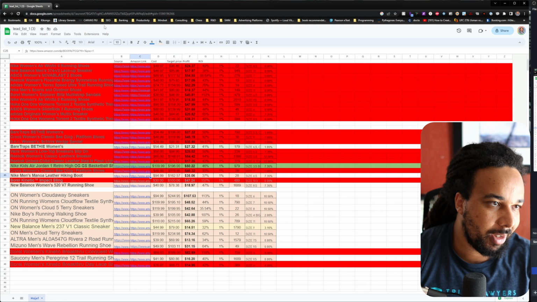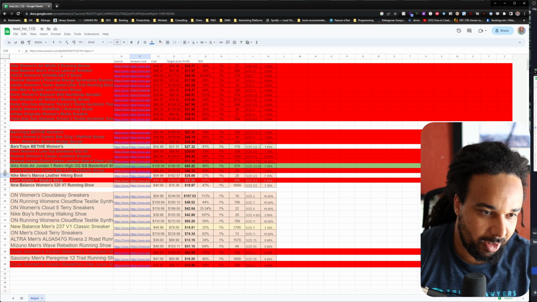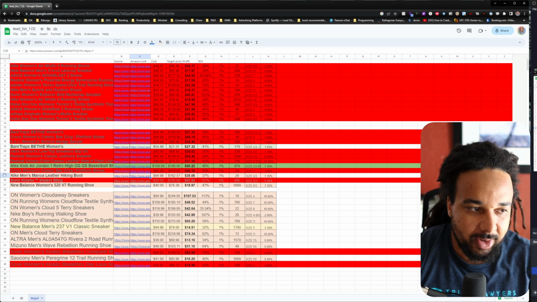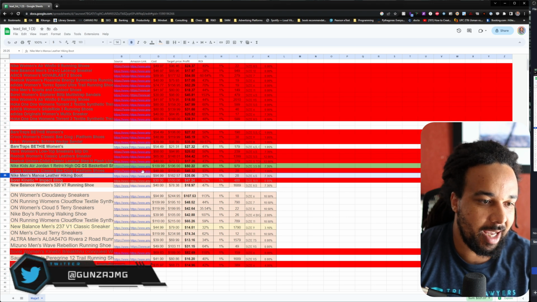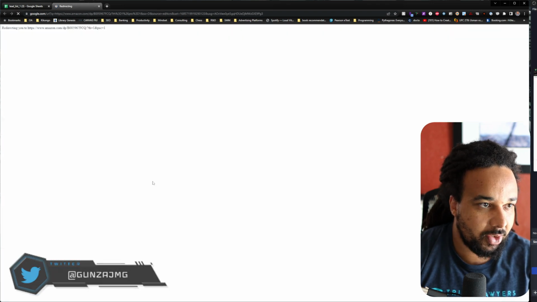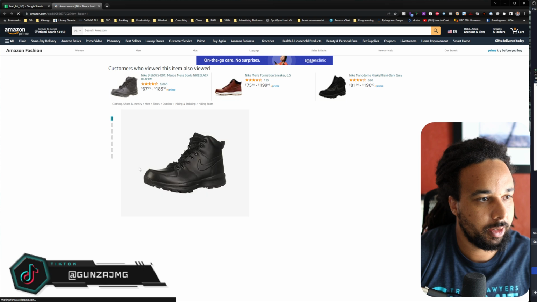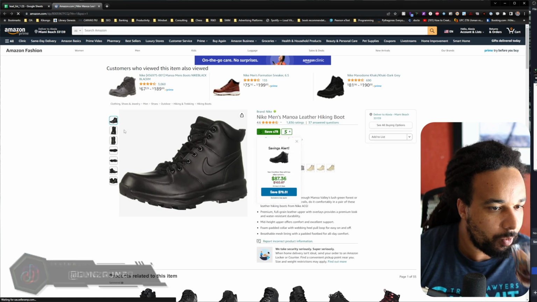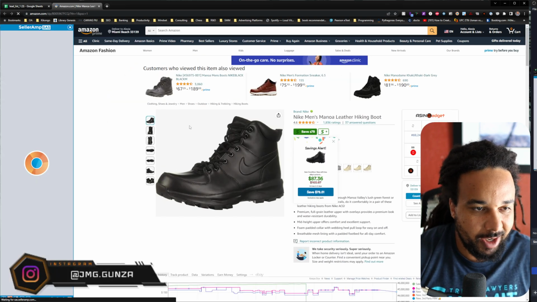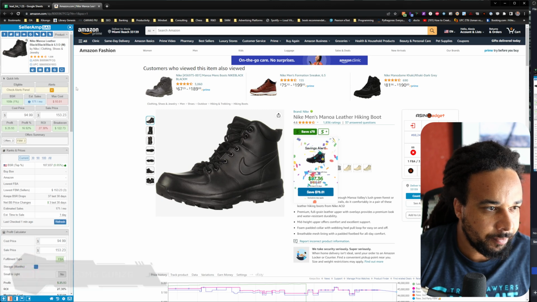So for that reason, I would skip it, because I'm pretty sure that this specific variation is not necessarily selling. 6.5 is a slower selling size. What was the rank? I'm sorry, let's look at this. Yeah, size 6.5 is not the size that sells super fast.